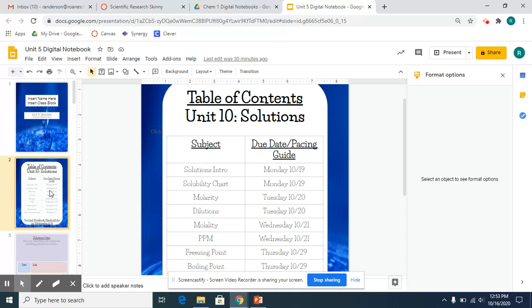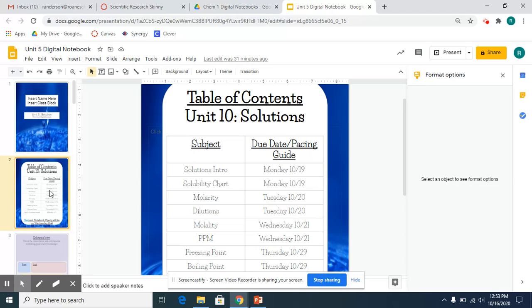Because now that we are block scheduling, you only have this 9 weeks and next 9 weeks. That's it. That's the only chance you have to bring your grade up. So it's very important if you have missing work to get it done by that Thursday. Okay, so that's why that Thursday is not on there.